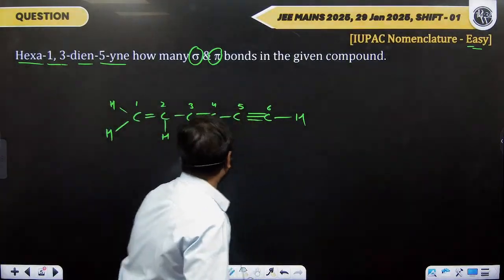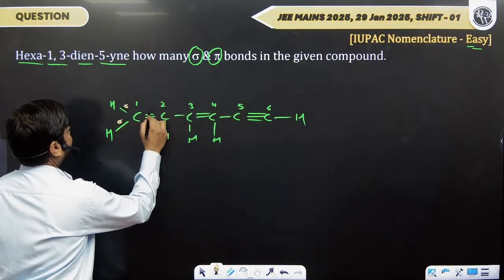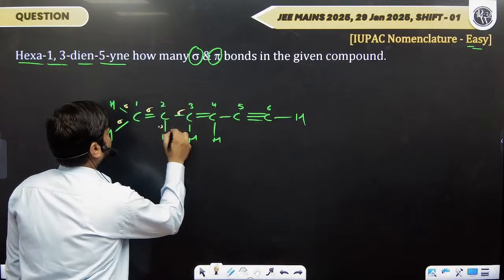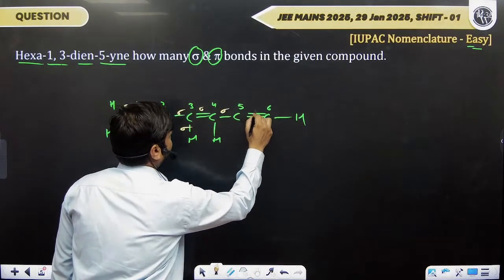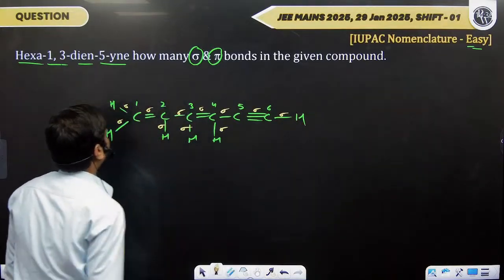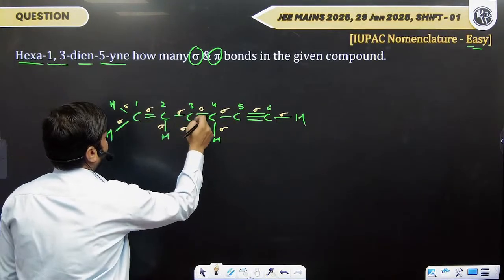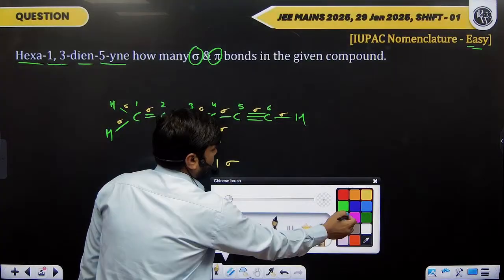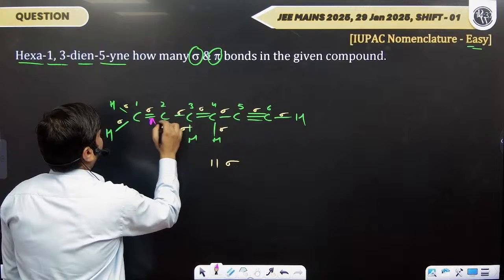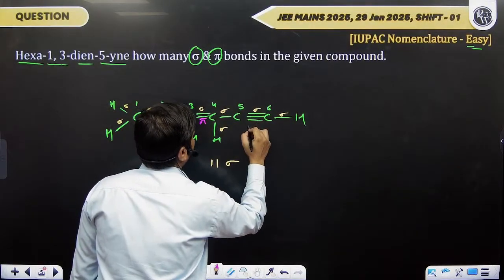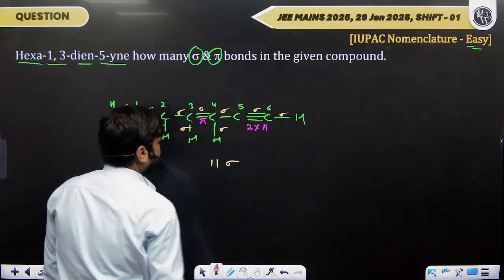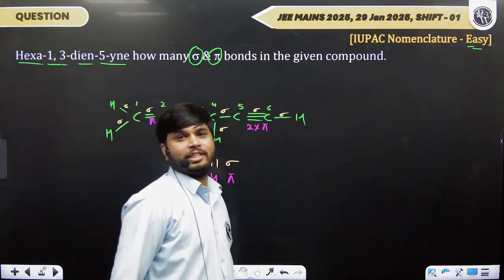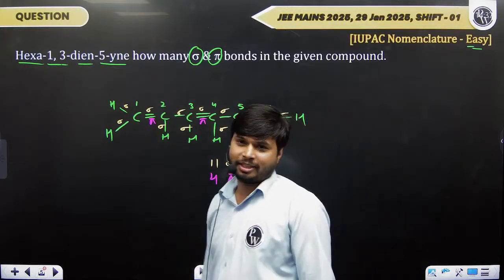So you see here sigma, sigma, sigma, sigma bond, sigma bond, sigma bond, sigma bond, sigma, sigma, sigma and sigma. So 1, 2, 3, 4, 5, 6, 7, 8, 9, 10, 11, that is 11 sigma bonds. What about the pi bonds? This one is a pi bond, and these two are also pi bonds. So how many pi bonds? 4 pi bonds are there. Again, a very easy question. Now let's come to the next question.